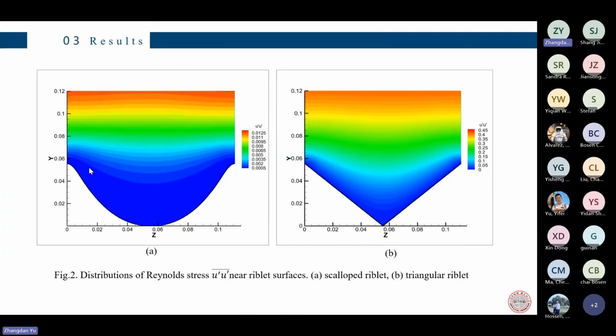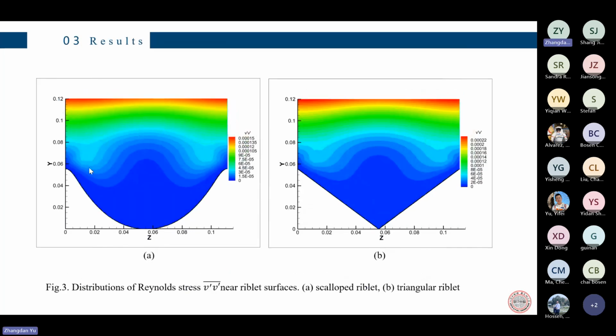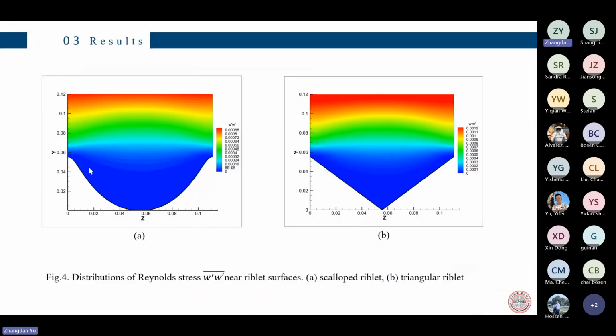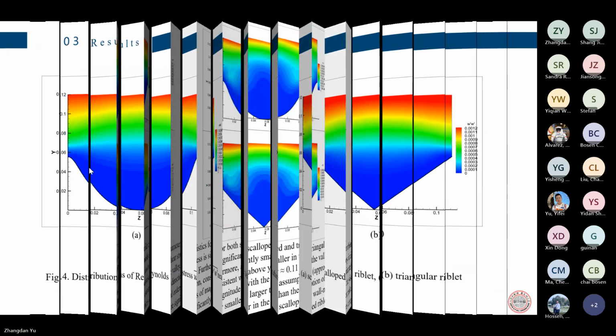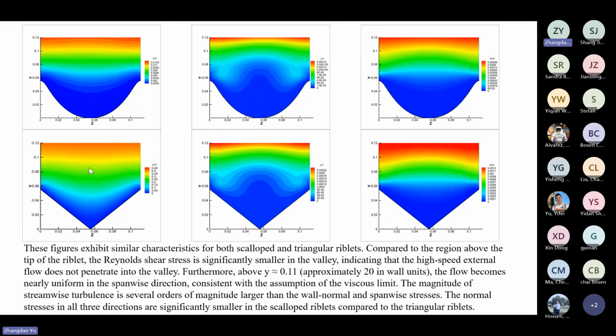The magnitude of the Reynolds shear stress reflects the overall turbulence intensity in the flow field, indirectly indicating the potential level of drag. The figures show the Reynolds stress near the riblet surface with primed fluctuations. Figure 2 shows the Reynolds stress in the streamwise direction. Figure 3 shows the Reynolds stress in the spanwise direction. Figure 4 shows the Reynolds stress in the normal direction. The figures exhibit the same characteristics for both scalloped and triangular riblets.